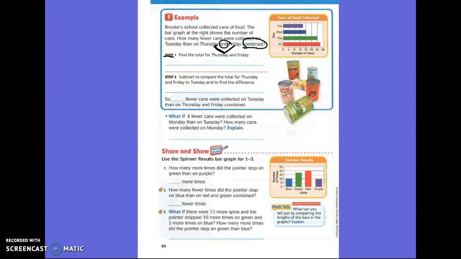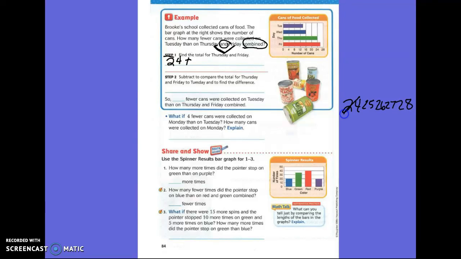So, what is Thursday's number? 24. Sorry, I was looking at Friday. Yes, Thursday is 24. What is Friday's number? 26 or 27. What do you guys think? 26. It's in the middle of 24 and 28. 25. So we have 25, 26, and 27.